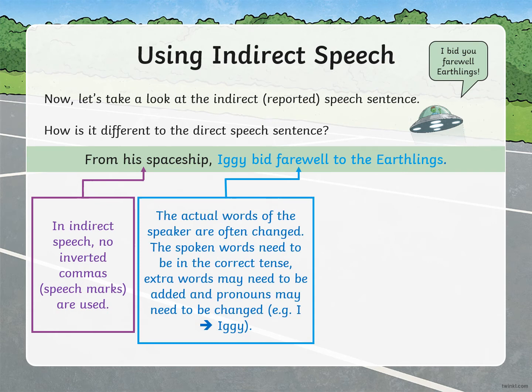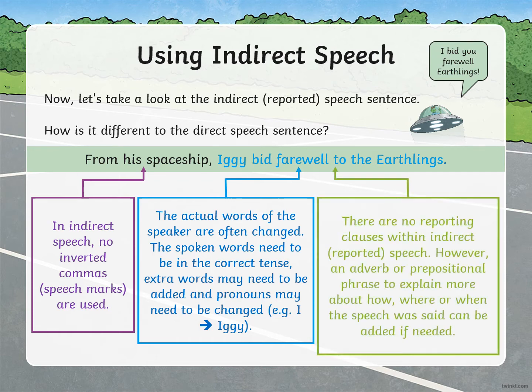The spoken words need to be in the correct tense. Extra words may need to be added and pronouns may need to be changed. For example, I becomes Iggy. There are no reporting clauses within indirect speech. However, an adverb or prepositional phrase to explain more about how, where or when the speech was said can be added if needed.